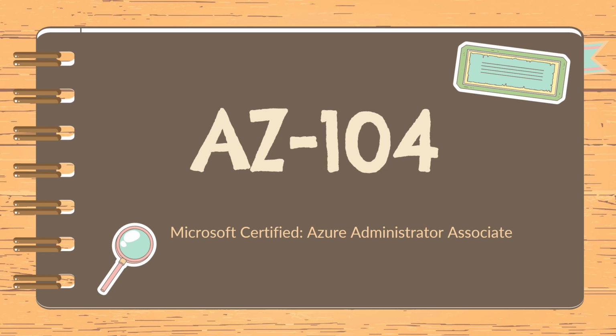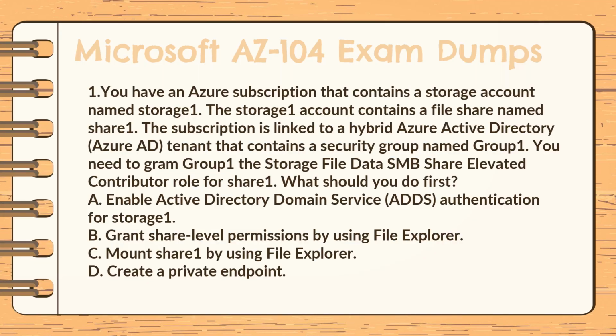Share some Microsoft AZ-104 exam questions here. 1. You have an Azure subscription that contains a storage account named Storage1. The Storage1 account contains a file share named Share1. The subscription is linked to a hybrid Azure Active Directory (Azure AD) tenant that contains a security group named Group1. You need to grant Group1 the Storage File Data SMB Share Elevated Contributor role for Share1. What should you do first?